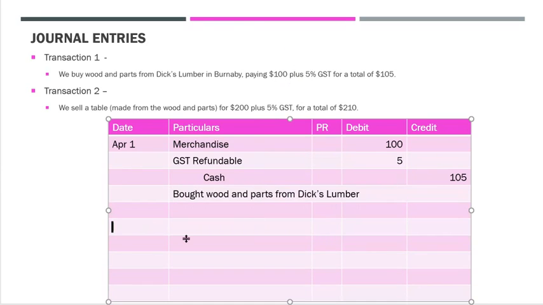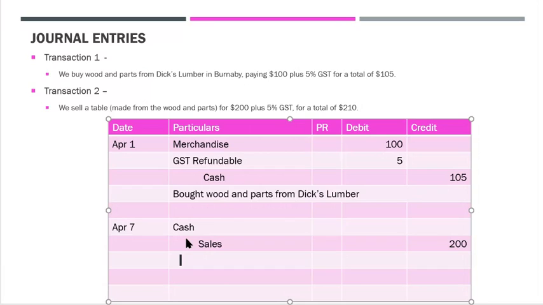There we go. Now the second transaction is we're actually taking this, we're making a table, and we're going to sell it. We're going to sell it for $200, make a profit. So let's say it's April 7th. We are getting cash, and I'm going to leave this blank for now. I'm going to go down. I've made some sales, and I have sold it for $200.